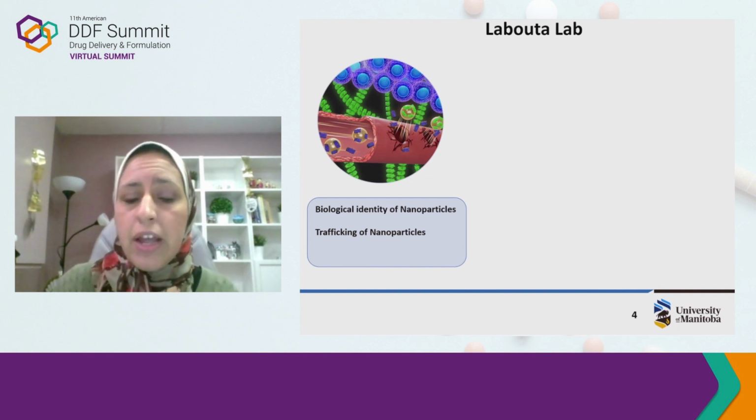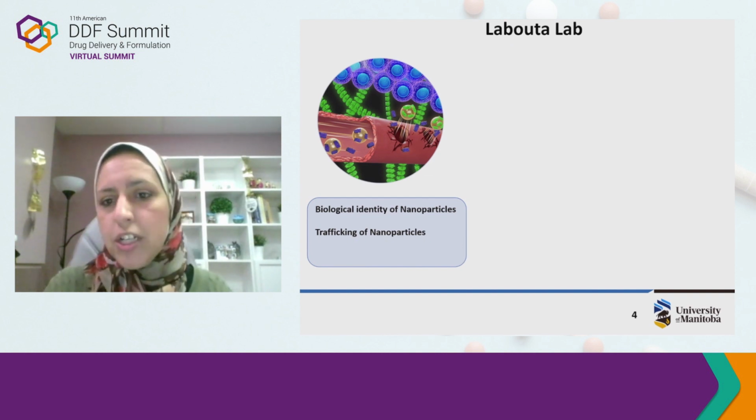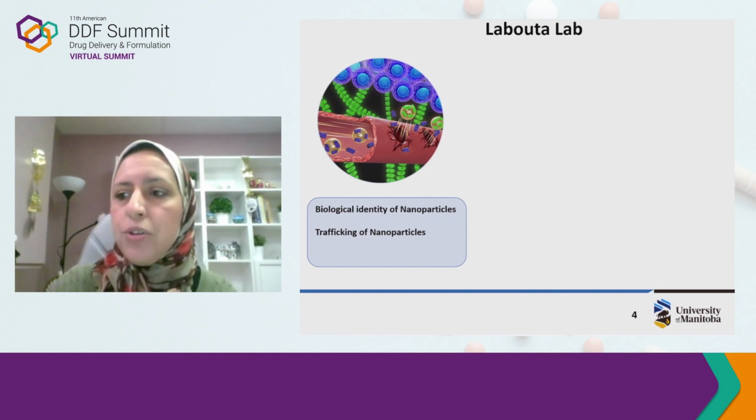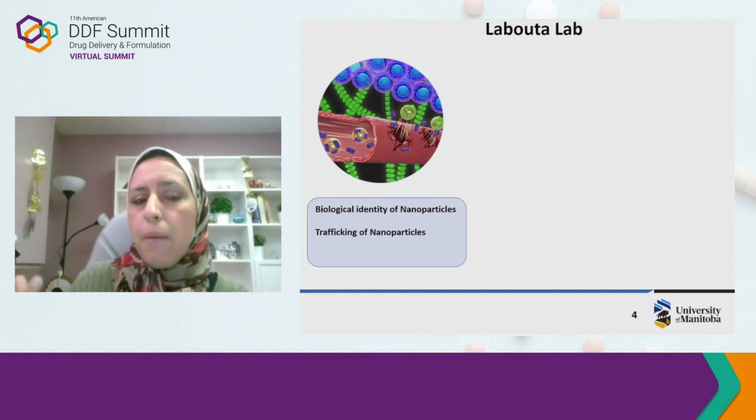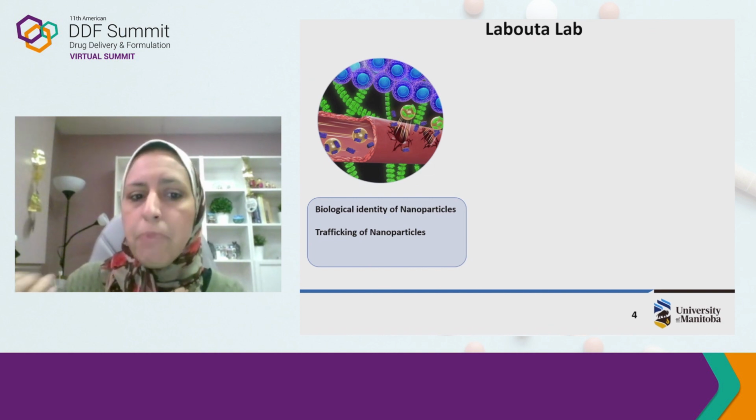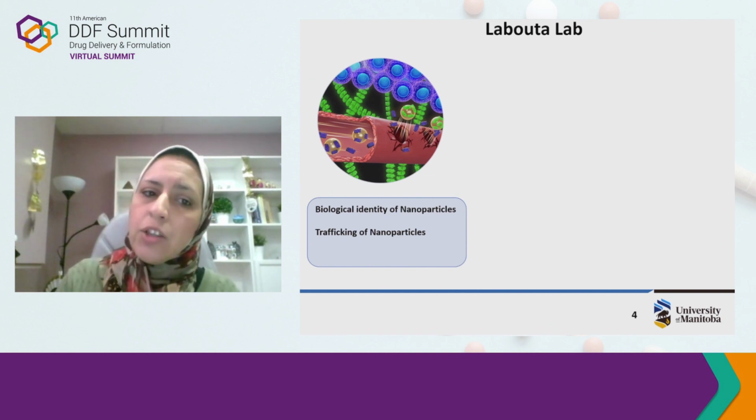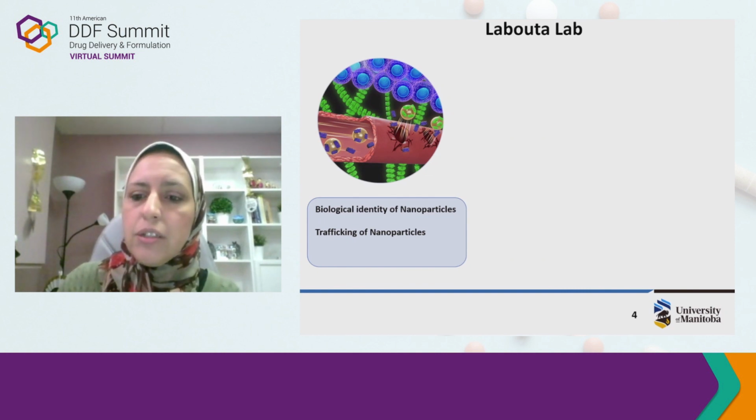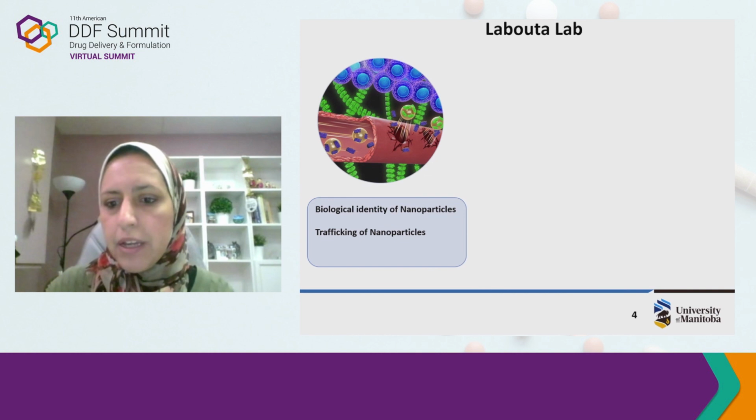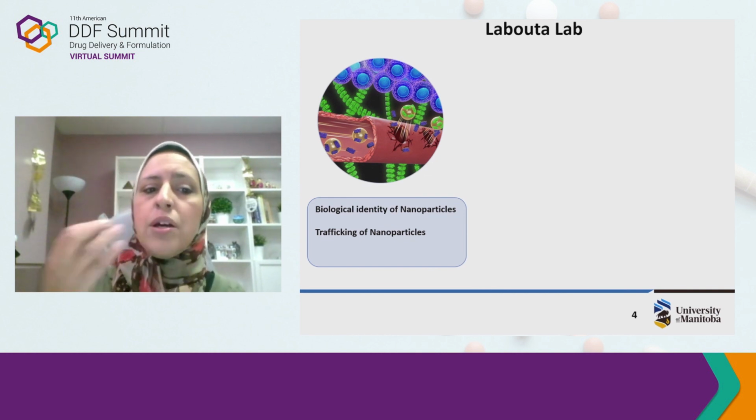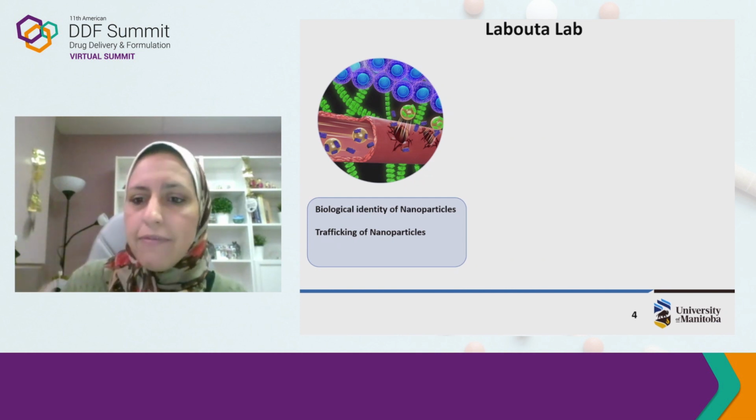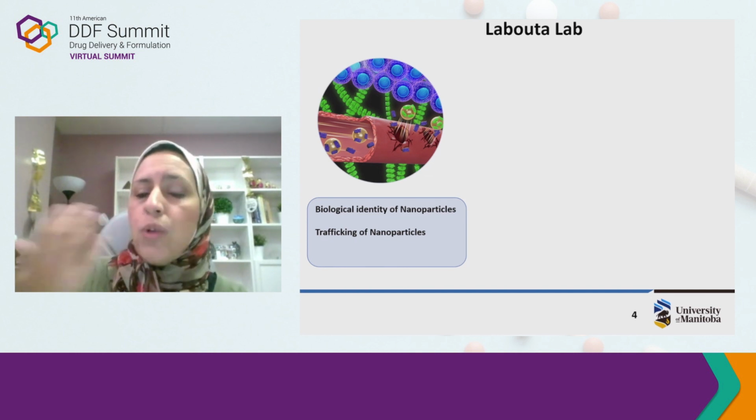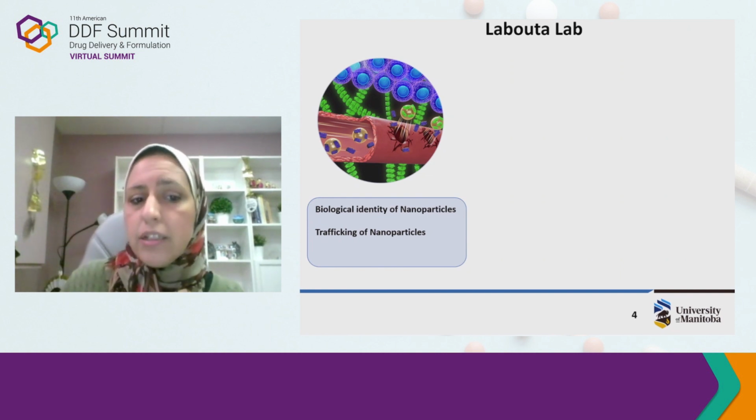Okay, so what we are focusing on in my lab right now is really digging into the biological identity of nanoparticles. But what is this biological identity? So just in brief, when we prepare nanoparticles in the lab, they come with a set of properties. We sometimes call them the engineered properties of nanoparticles. But now when you inject those particles into the blood circulation, they develop a new set of properties because those particles interact with the surrounding environment, with the proteins, with whatever components in this biological environment. And this results in a new identity. So we call it the biological identity of nanoparticles.